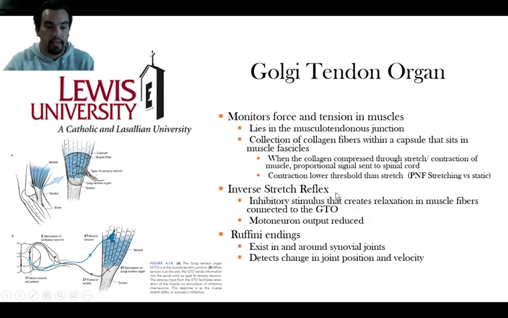So then we also have the inverse stretch reflex. It's an inhibitory stimulus that creates relaxation in the muscle fibers connected to the Golgi tendon organ. This is a motor neuron output that is reduced, right?